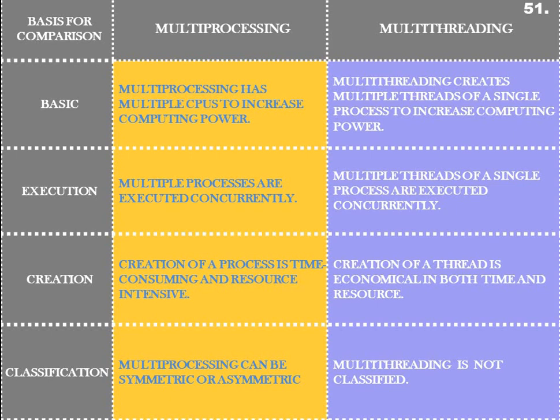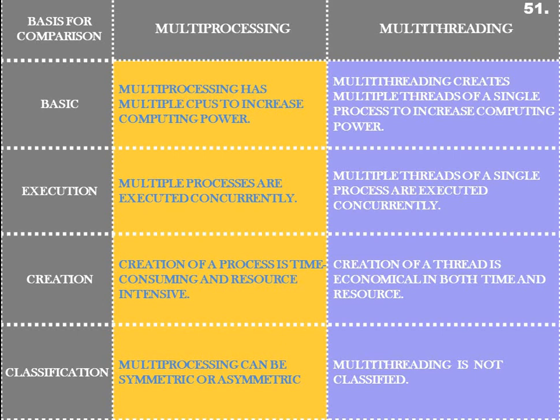creation of a process is time consuming and resource intensive. Process creation is always heavier and it takes more time or weight. While in multithreading, creation of a thread is economical in both time and resource, because thread creation is really very easy. Threads are lighter, while process creation is a bit heavier than thread creation.